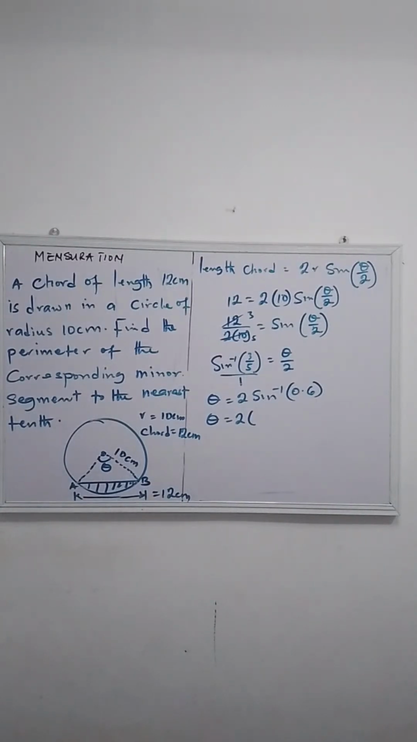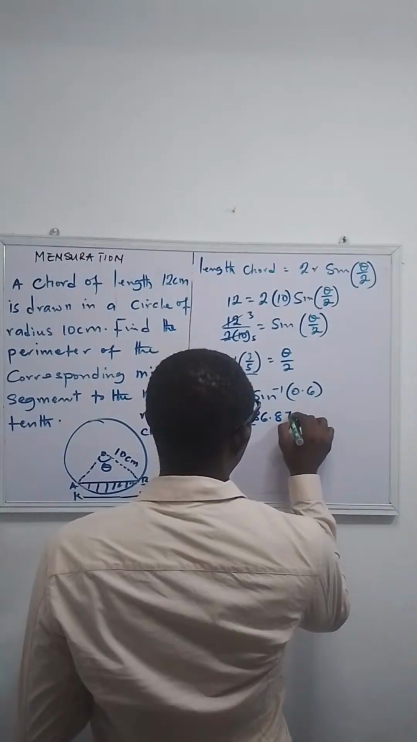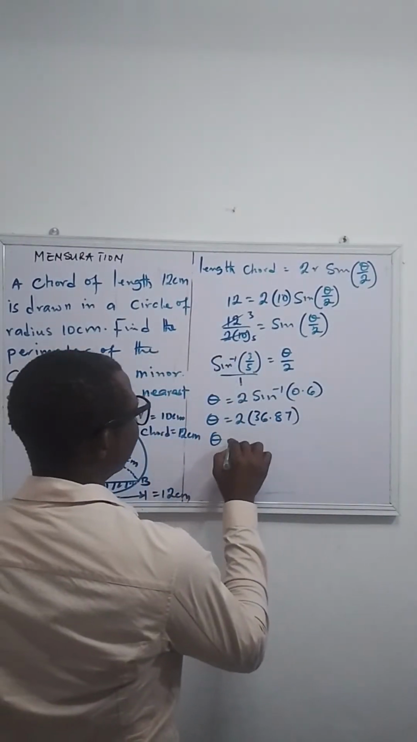Okay, so what do we have? Arcsine of 0.6. Yes. Motorayo has given us the answer, 36.87. Okay. Thank you. So that is 36.87, and we can multiply that by 2.